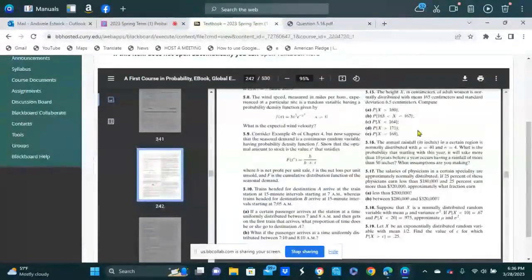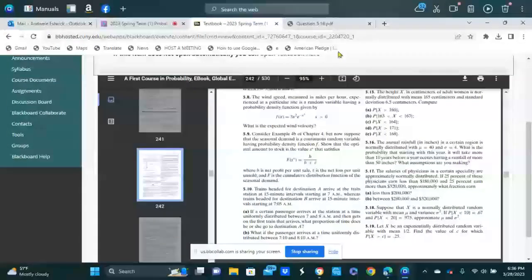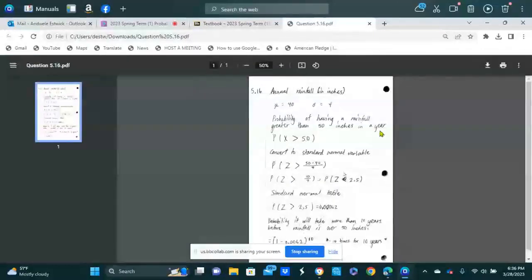I'm doing 5.16. It says the annual rainfall in inches in a certain region is normally distributed with mean of 40 and variance of 4. What is the probability that starting with this year it will take more than 10 years before a year occurs having a rainfall of more than 50 inches? What assumptions are you making?